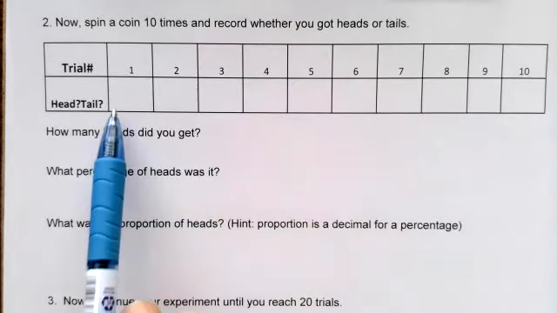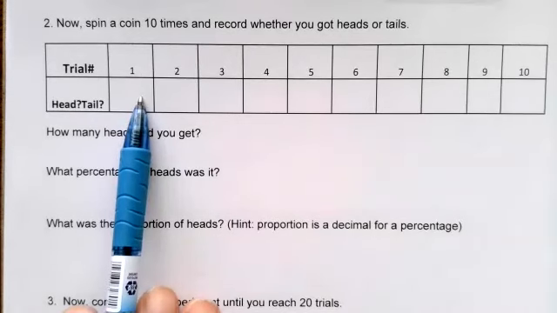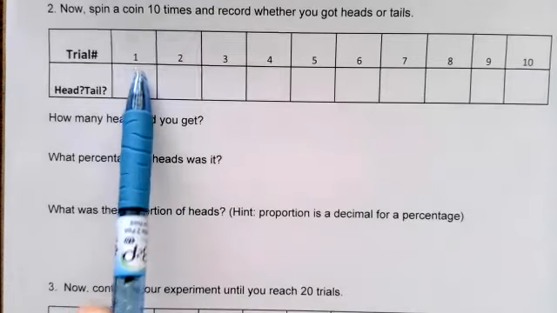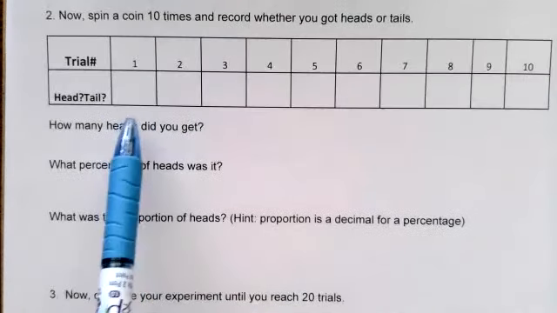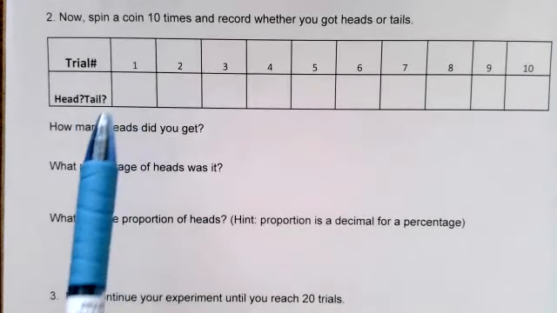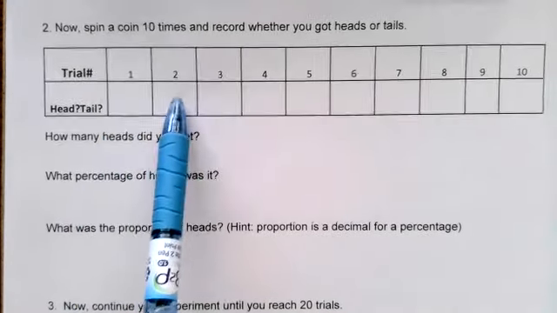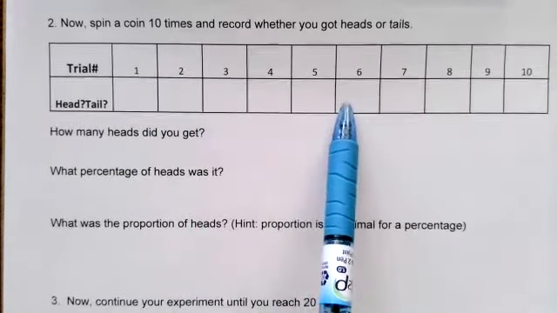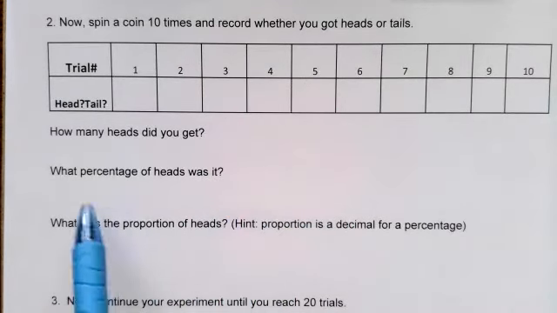Okay, let me go back for a second. Here you're going to record what you got on each trial. So the first time you spin a coin, what did you get? Heads or tails? The second time you spin a coin, what did you get? Heads or tails? So you're going to record it in here. And then you're going to answer these questions about how many heads and what the percentage is.